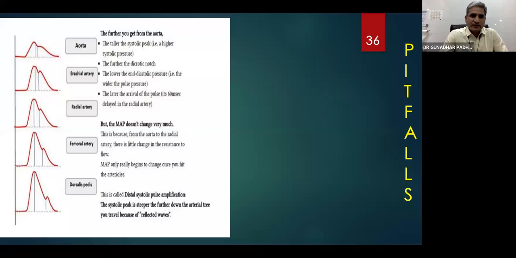So in the aorta, you can see the mean arterial pressure is quite significant. Whereas in the dorsalis pedis, you can see the peak is high, but the area under the curve gradually narrows down as one moves from the aorta to the dorsalis pedis. This is because of the stiffness of the arteries, and this is also known as distal systolic pulse amplification. So the systolic peak is higher the further down the arterial tree you travel, and this is all because of the reflected wave.